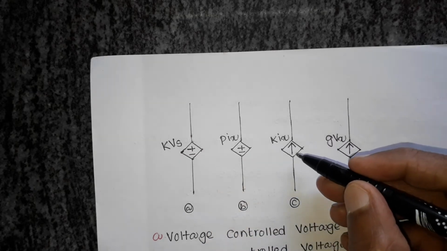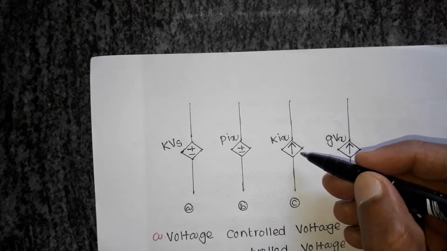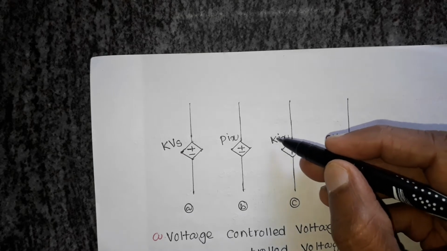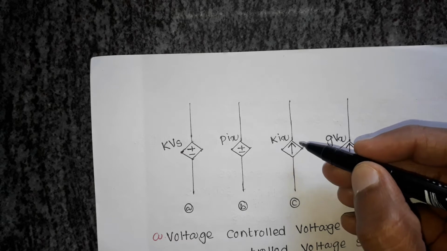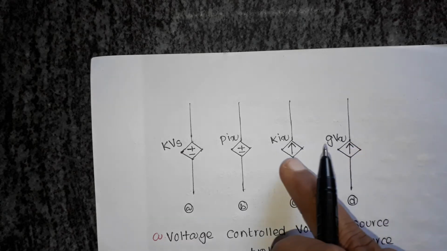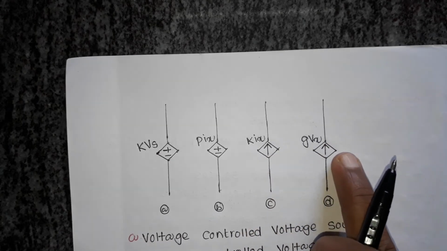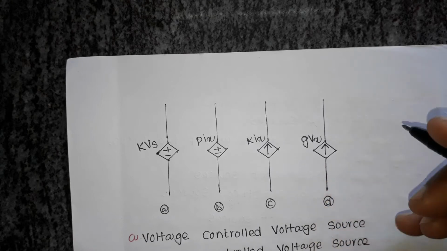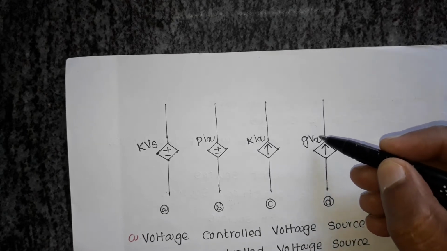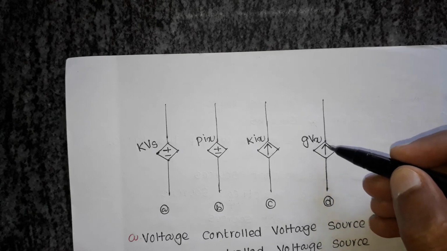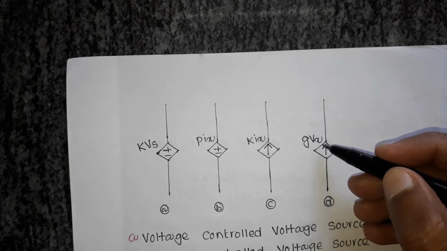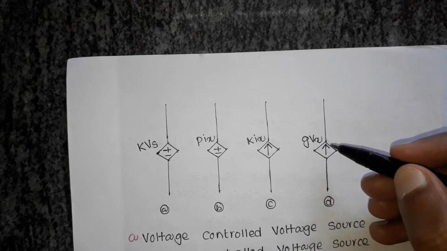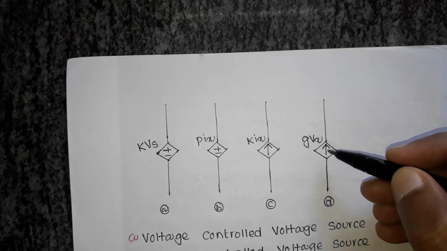The third one has an arrow inside, that's why it is a current source, but depending on the current. K is a constant and Ix is a current. So it is a current dependent current source, or current controlled current source. In the fourth one, inside there is an arrow, so it is a current source, depending on the voltage Vx. The value of this current source is GVx, where G is a constant and Vx is a voltage. So it is a voltage controlled current source, or voltage dependent current source.